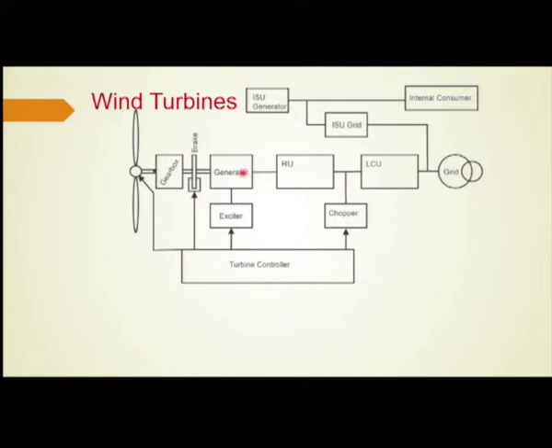The generator output is alternating current, that is AC. It is converted into DC by a rectifier unit. Again it is converted into AC by a line control unit, and it is connected to the grid. To operate all these electronic and electrical equipments, we need supply. For that, an internal supply unit is used, supplying all those things. The turbine controller controls the speed of the wind turbine. The exciter current is controlled by the turbine controller.